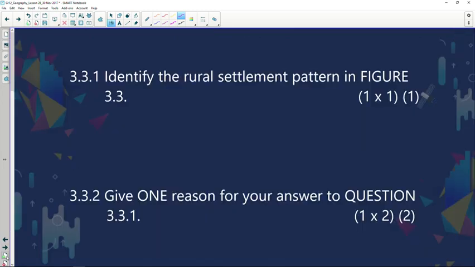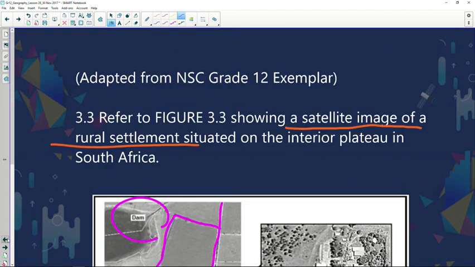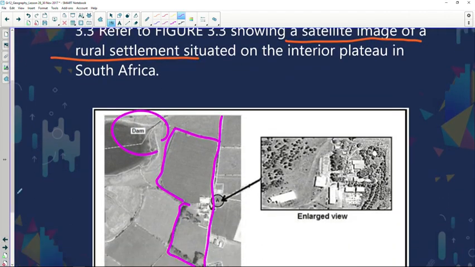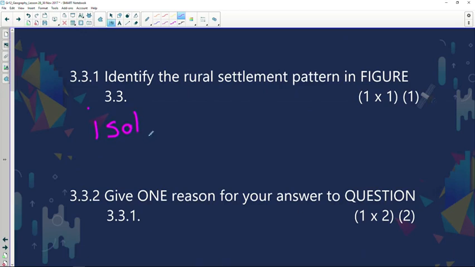Identify the rural settlement pattern in figure 3.3. Now, I will definitely say, if you look at that, it's an isolated farmstead. You don't see many houses very close to it, and it's definitely dispersed, definitely not nucleated. We don't see many settlements close to one another. So, it will be correct if we say this is isolated. And it will be correct if you say it's a dispersed rural settlement.